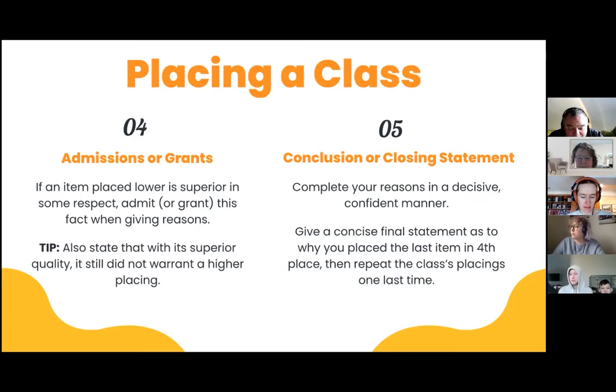Once you have finished comparing your pairs, you should make a concluding or closing statement. You should say a bit about the fourth place item. Once again, try to give reasons for placing the item last in the most complimentary way possible. Be decisive and confident. Then finally repeat the class's placings one last time. For these reasons, I place this class of cowboy boots 1, 2, 3, 4.